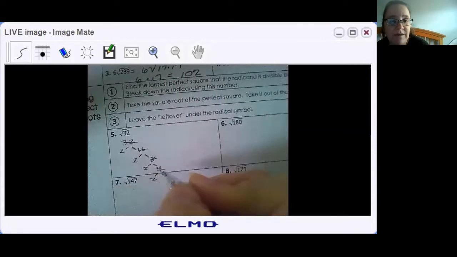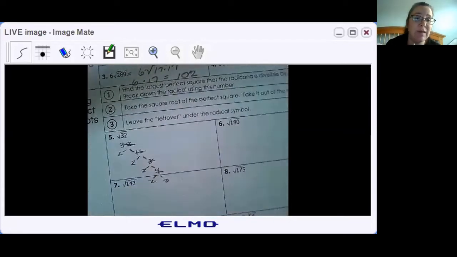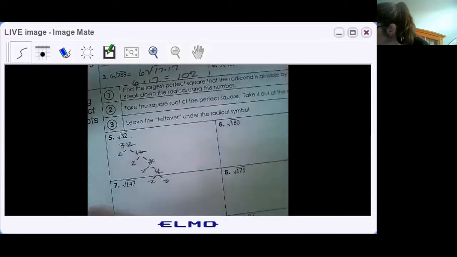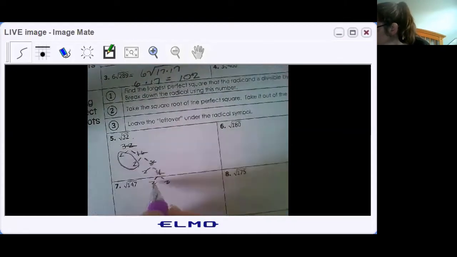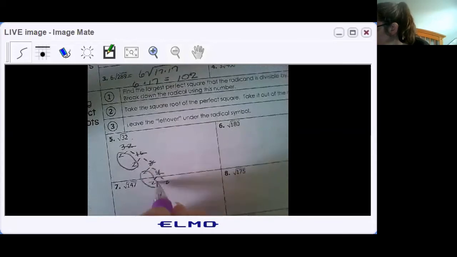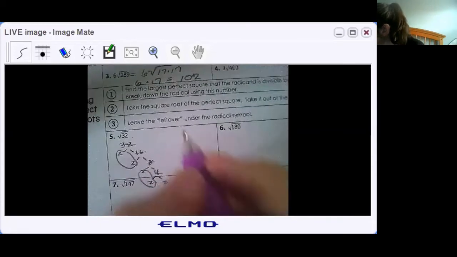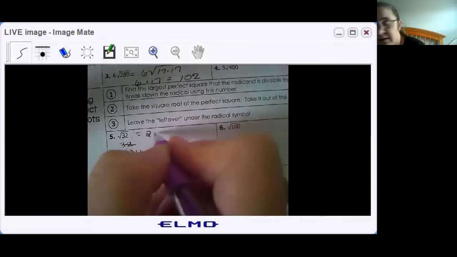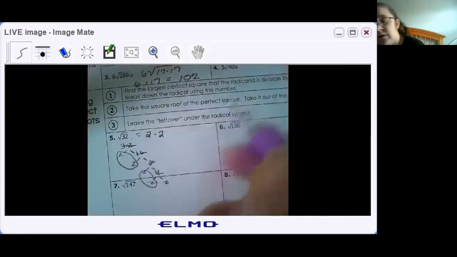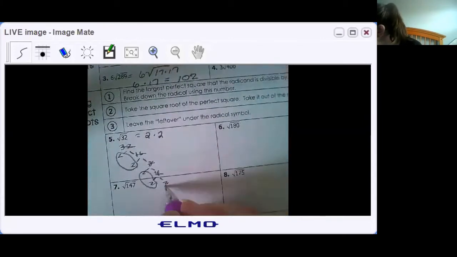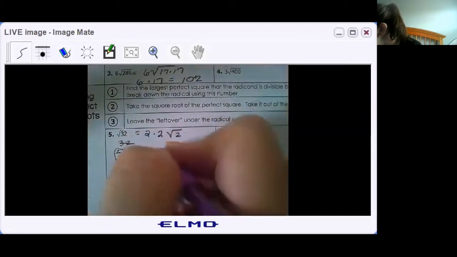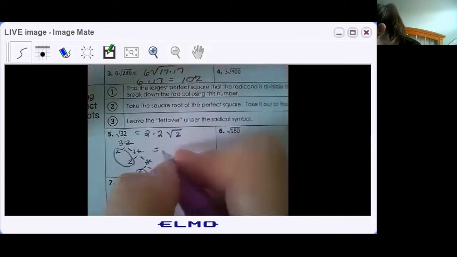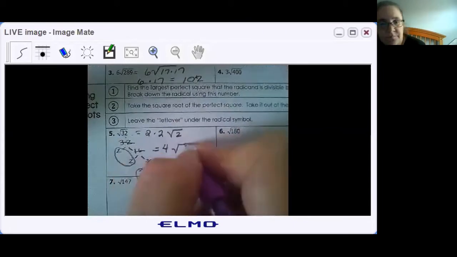So now I'm looking for matching sets, pairs, because I'm doing a square root. So I have one set of 2's here, one set of 2's here. So that becomes 2 times 2 on the outside, and I had this one lone 2 left over, so it stays on the inside. So the square root of 32 is 4 times the square root of 2.